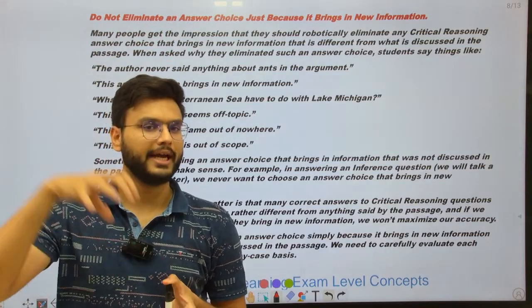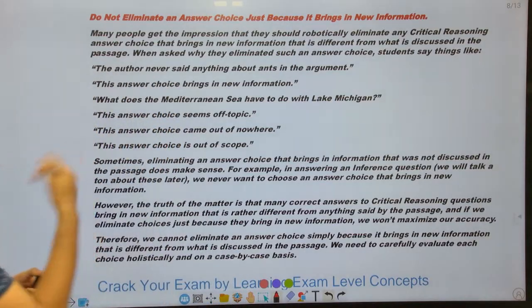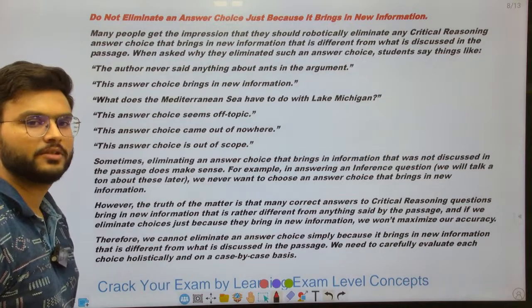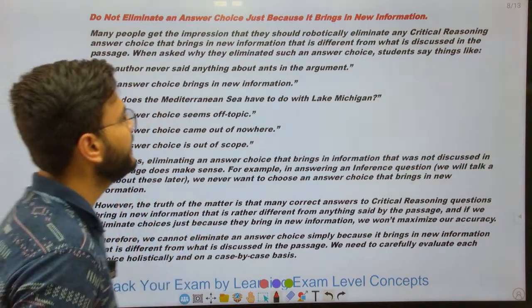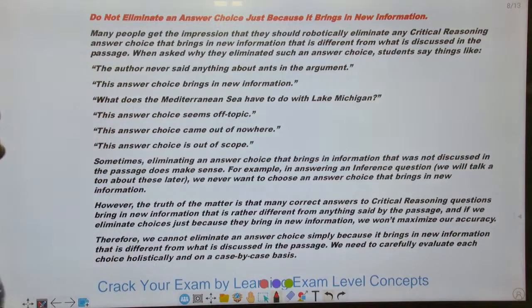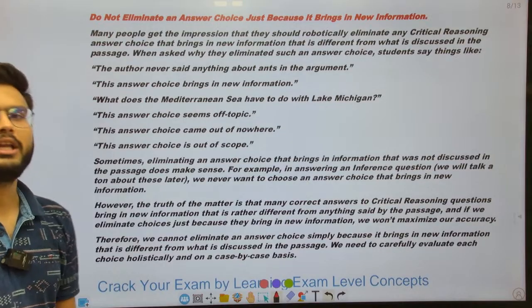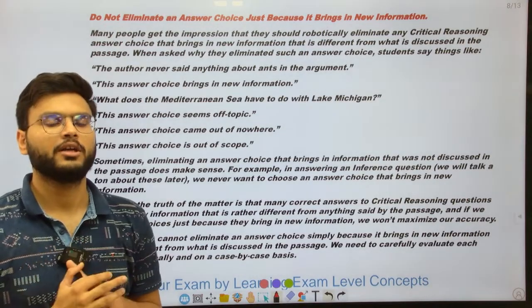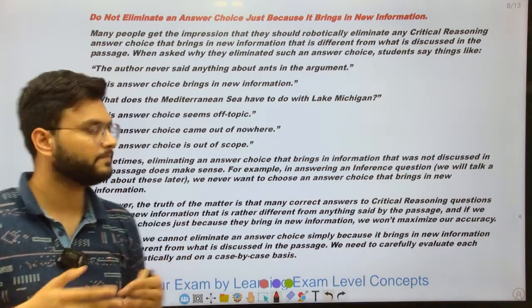We need to first look at its logical connection. What is the flow of thought? We need to focus on it. Let's read it. So many people get the impression that they should robotically eliminate any critical reasoning answer choice that brings new information that is different from what is discussed in the passage. Many people do that, but I have just told you that doing this without understanding the information is completely wrong.